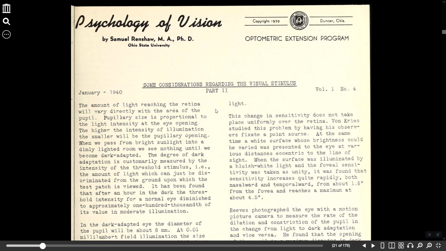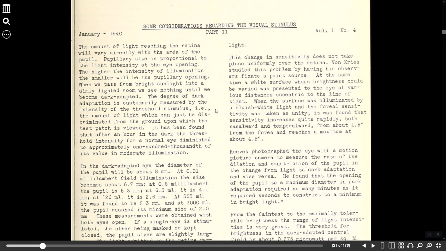The amount of light reaching the retina will vary directly with the area of the pupil. Pupillary size is proportional to the light intensity of the eye opening. The higher the intensity of illumination, the smaller will be the pupillary opening. When we pass from bright sunlight into a dimly lighted room, we see nothing until we become dark adapted.